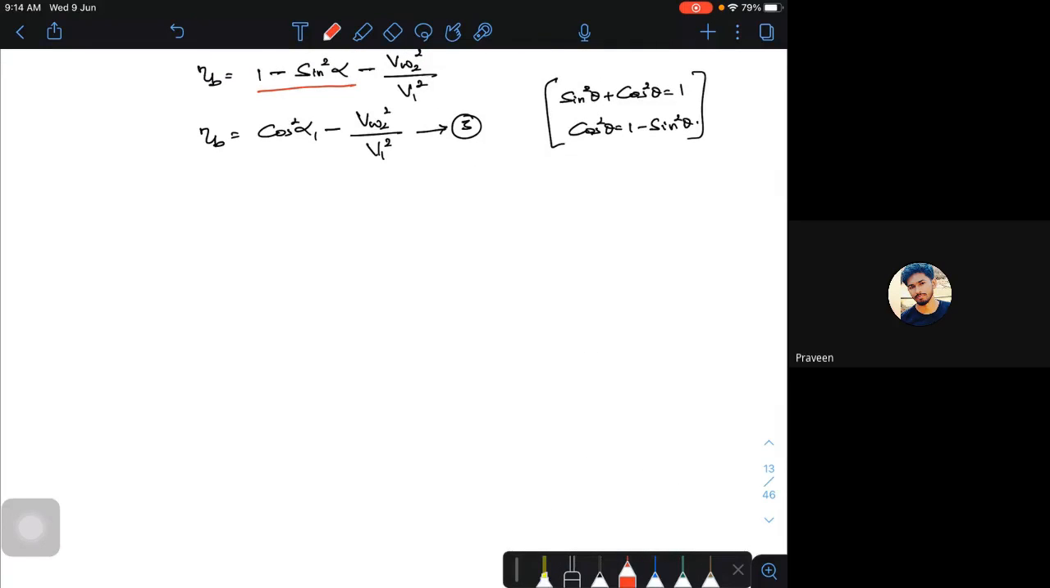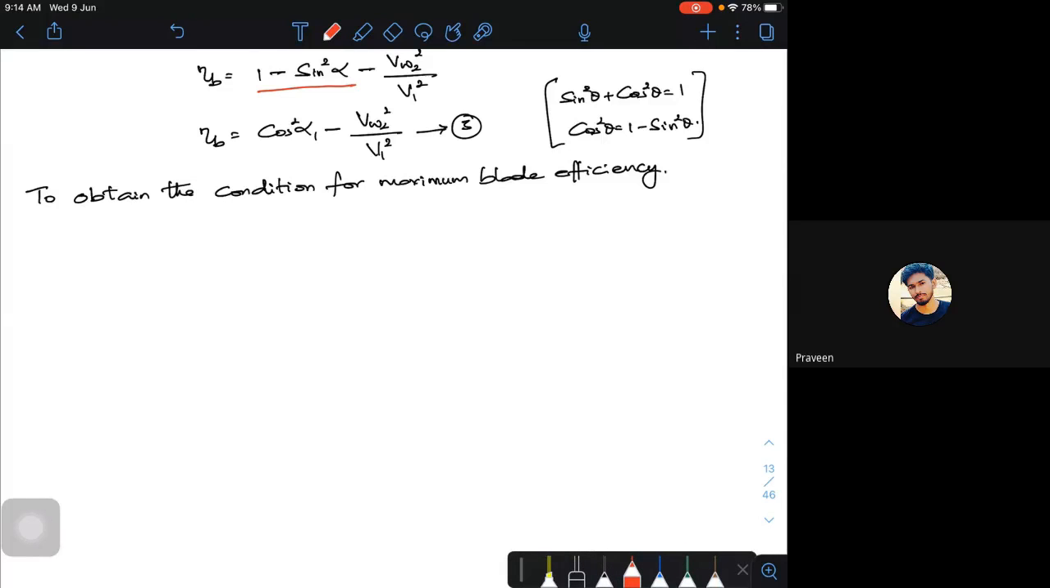This is the expression for blade efficiency. To obtain the condition for maximum blade efficiency, we'll try to understand using a velocity triangle. I'm going to take only the exit velocity triangle. If I take only the exit velocity triangle, it will be like this.